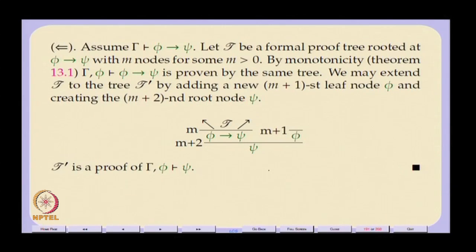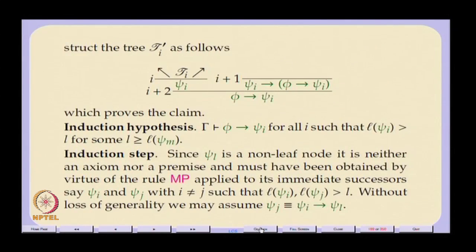So you add that extra assumption phi, and then you have phi arrow psi. So if you have a proof of phi arrow psi from gamma, then you have a proof of phi arrow psi from gamma comma phi, and of course then you also have phi, and therefore you can use modus ponens and get psi. So this left arrow part is actually quite trivial and exactly as in the case of propositional logic. It's the right arrow part which is slightly difficult.